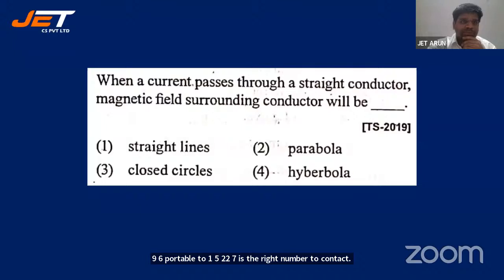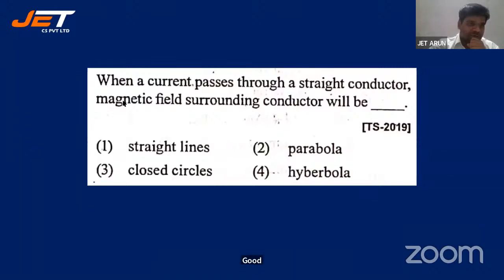Okay, look at the question now. When a current passes through a straight conductor, magnetic field surrounding conductor will be. So I've got a straight conductor like this. Magnetic field around the conductor will be straight lines, parabola, closed circles, hyperbola. Good. Consistent answer. I'm getting wrong answer as well. Someone says straight lines. I got a mixed response. Most of you answered right, but there are students who have gone wrong.